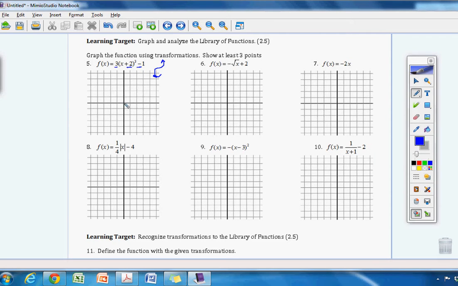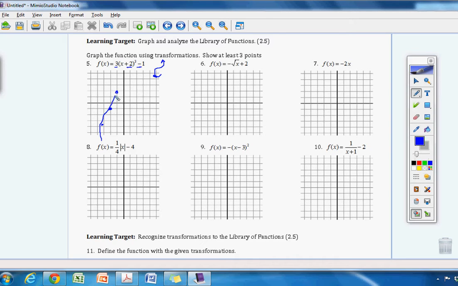Since it's positive 2, that's actually telling me on the x-axis, I'm going to go back to negative 2. And the negative 1 on the outside is telling me to go down 1. So here's where I start. And my vertical stretch tells me from this vertex point, I'm going up 3 over 1 and down 3 over 1. And then I'm going to just do my best.